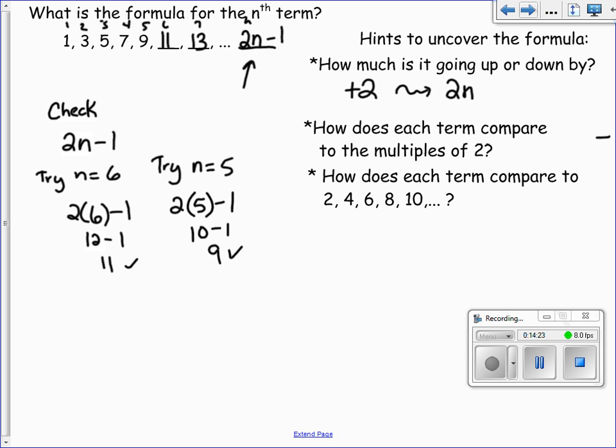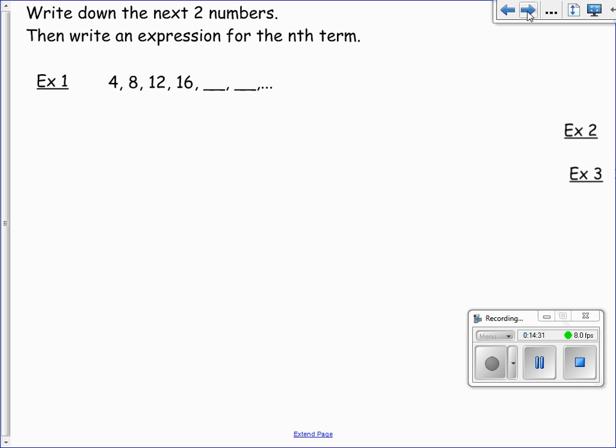All right, so these questions right here are key. We're going to keep coming back to them. So here's a new sequence: 4, 8, 12, 16, comma, question. So the nice thing is you can always fill in the next couple. That'll make you feel good, right? So what are the next couple numbers in this sequence?